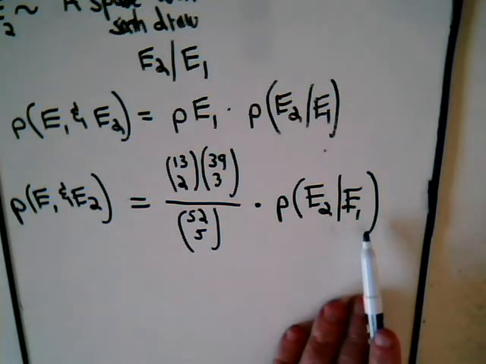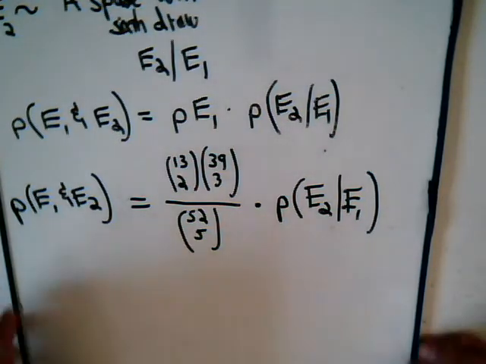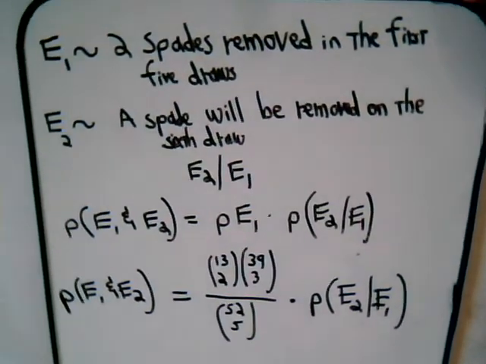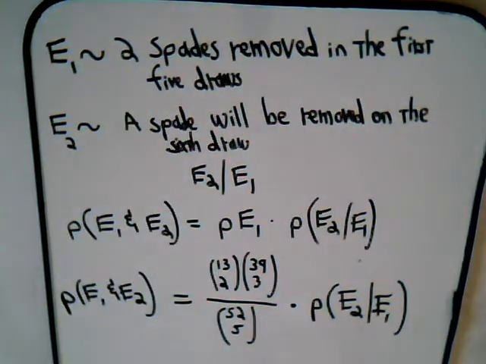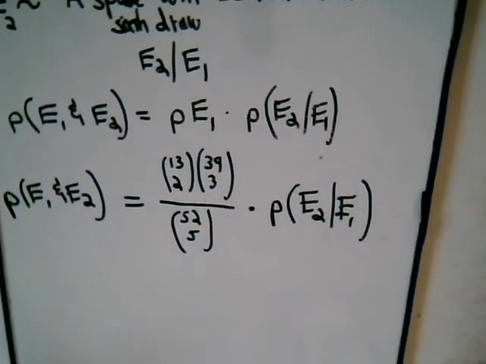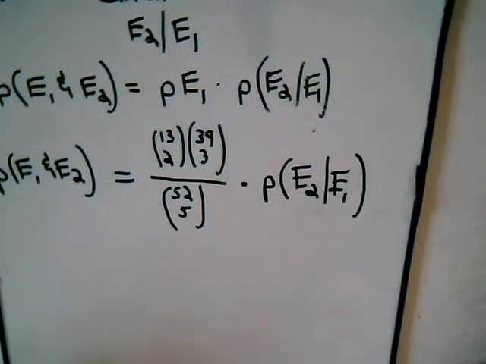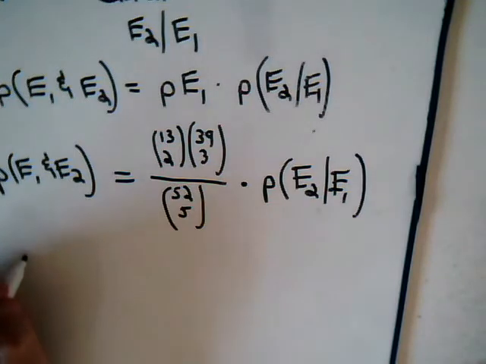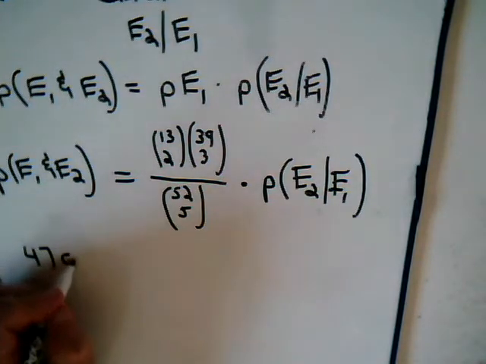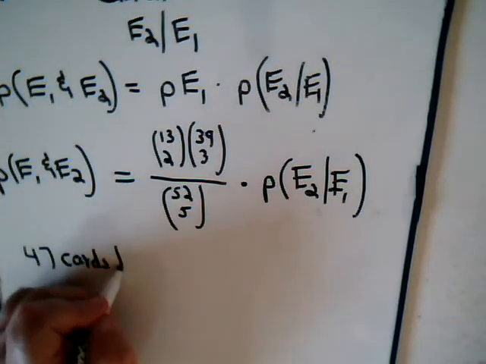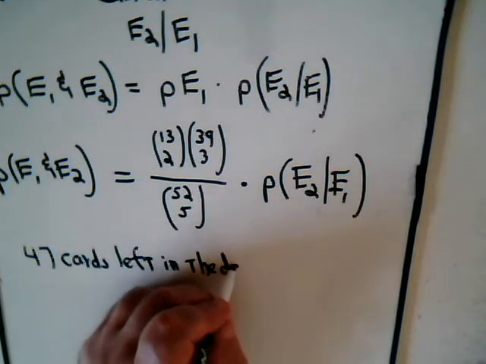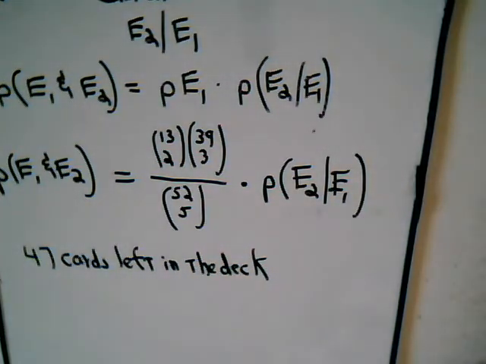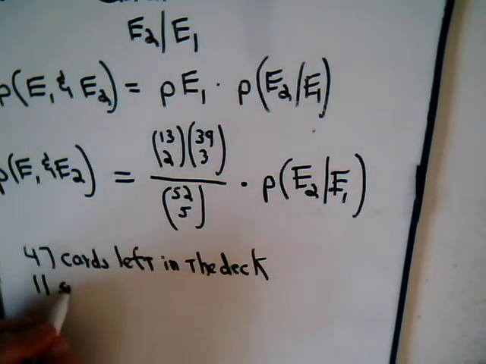So let's think about this now. After event E1, 5 cards have been removed from the deck. 2 of them have been spades. So there are 52 cards in the deck. After event E1, 5 of them have been removed, so there are now 47 cards left in the deck. There are 13 spades in the deck, but after event E1, we removed 2 of them, so now there are 11 spades left.